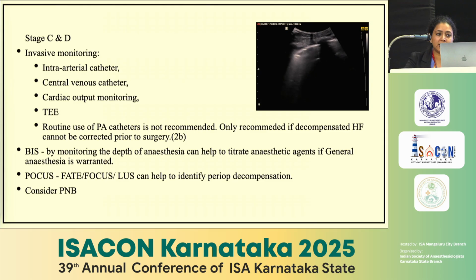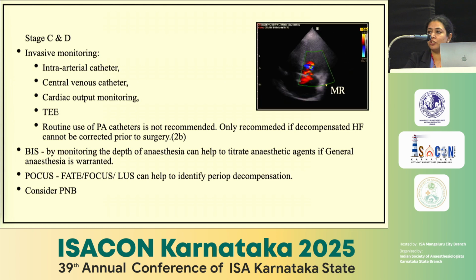Point of care ultrasound, that is FATE, and lung ultrasound. As you can see in the clip of a lung ultrasound, there are curly B lines. That's pulmonary edema in the top picture. And this is mitral regurgitation in an apical four-chamber view. These can help to identify any pre-op decompensation early. Peripheral nerve blocks cause the least hemodynamic variation and hence should be considered whenever feasible.